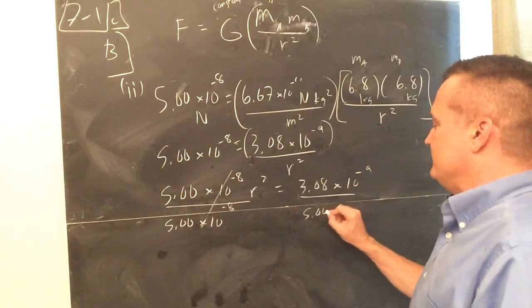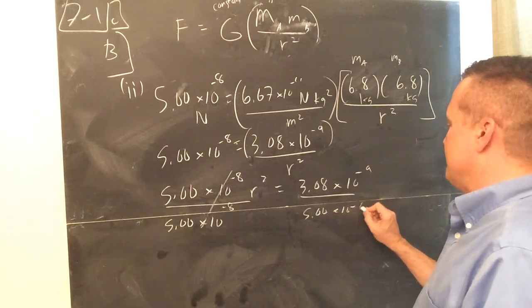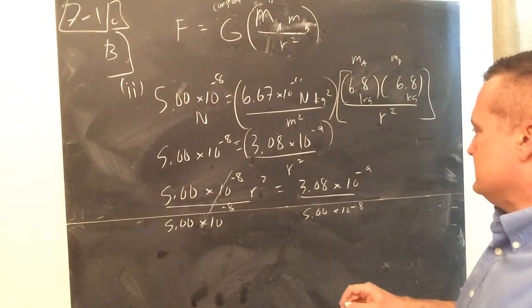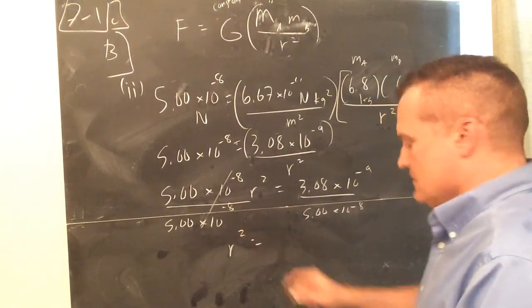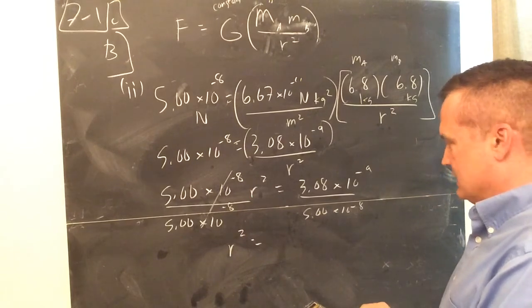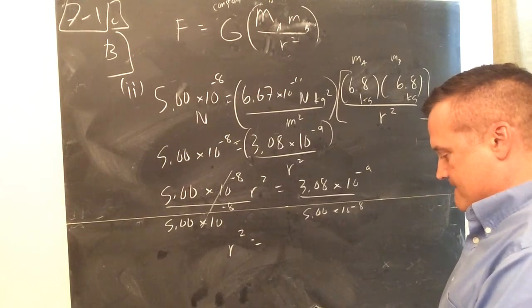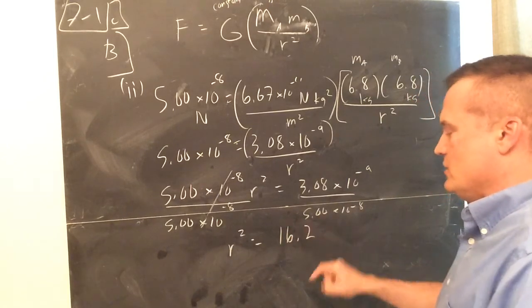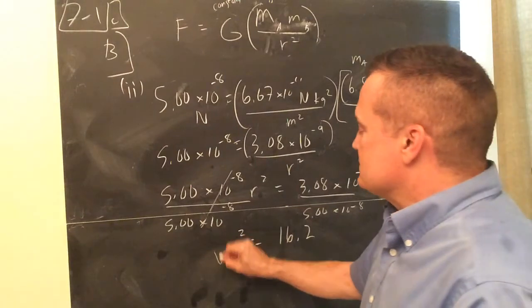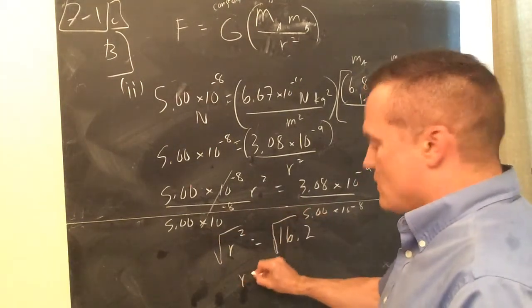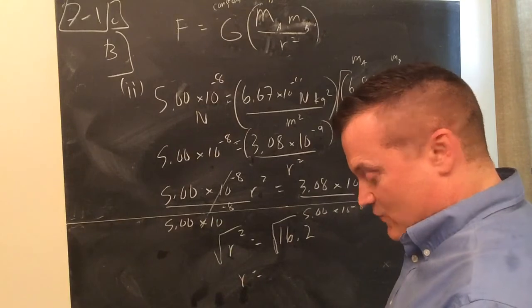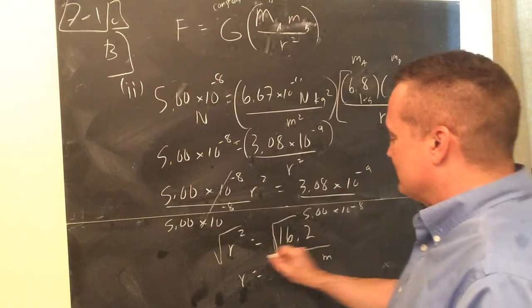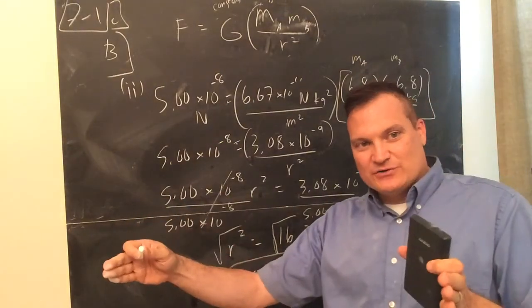So 5 times 10 to the negative 8. And then, just want to make sure I copied it right. Yes, 5 times 10 to the negative 8. So then r squared equals 3.08 times 10 to the negative 9 divided by 5 times 10 to the negative 8. And I get 16.2. But then don't forget r squared. So you've got to get the square root of both sides. And r will be the square root of that. It'll be 4 something, right? 4.0, pretty much 4. 4.02 meters apart. So the bowling balls had to be 4.02 meters apart.